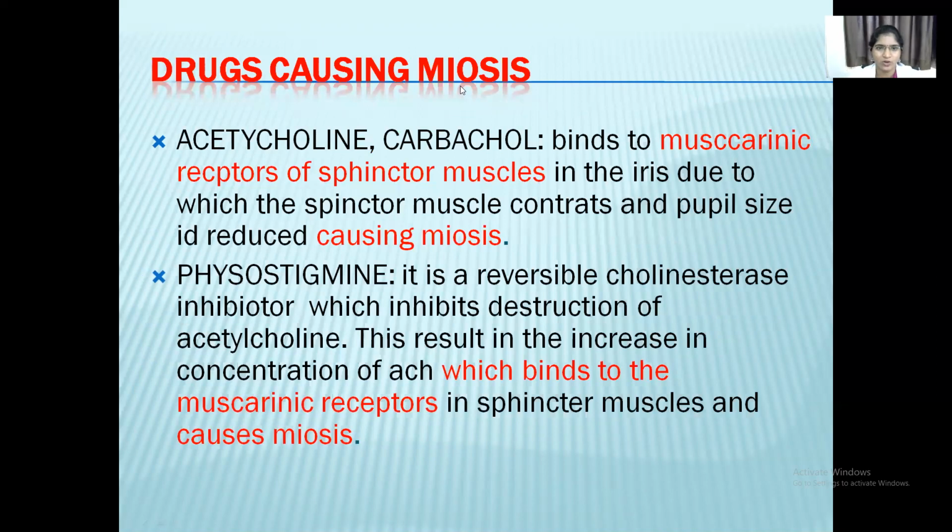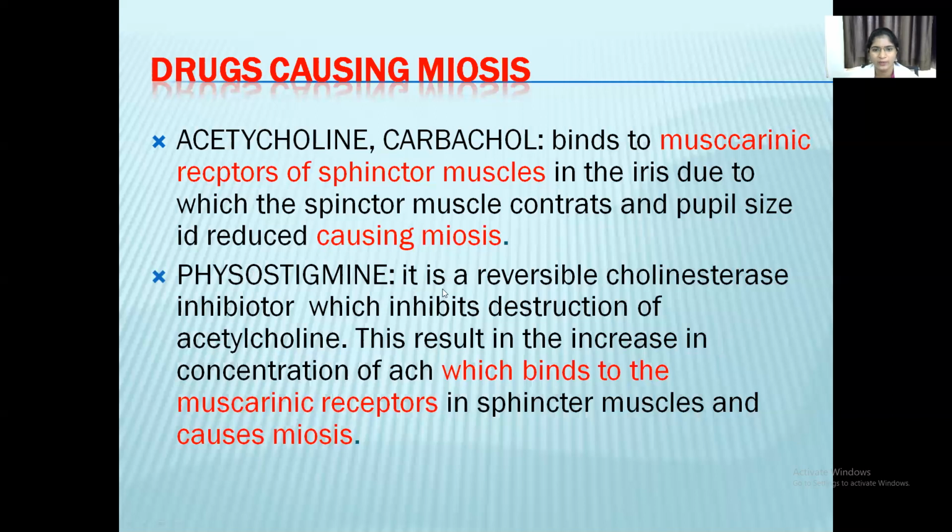So these are the drugs which cause miosis. The miotics are acetylcholine, carbachol, and physostigmine. How will they act? Acetylcholine binds to muscarinic receptors of the sphincter muscle in the iris, due to which the sphincter muscle contracts and pupil size is reduced. It causes miosis. Acetylcholine and carbachol act on M3 receptors in the sphincter muscle present in the iris of the eye. This sphincter muscle constricts and pupil size is reduced by these miotic drugs.